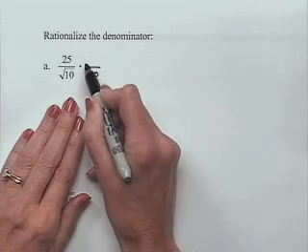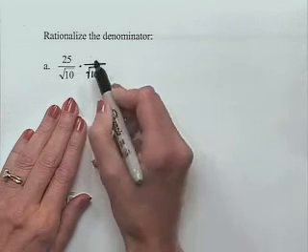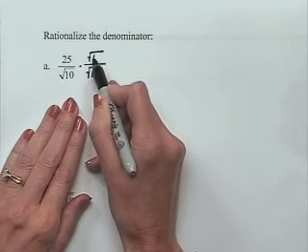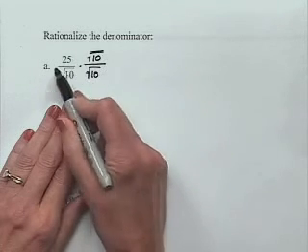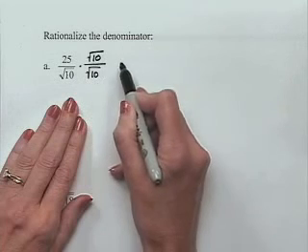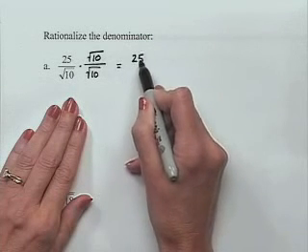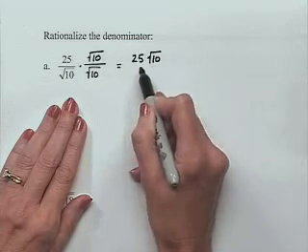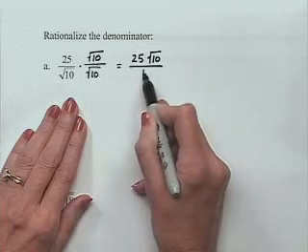But in order for this to be equivalent to what we started with, if we multiply the denominator by square root of 10, we also have to multiply the numerator by square root of 10. In essence, what we're doing is taking this fraction and multiplying times 1. We end up in our next step then with a numerator of 25 times the square root of 10. Our denominator, square root of 10 times square root of 10, gives us 10.